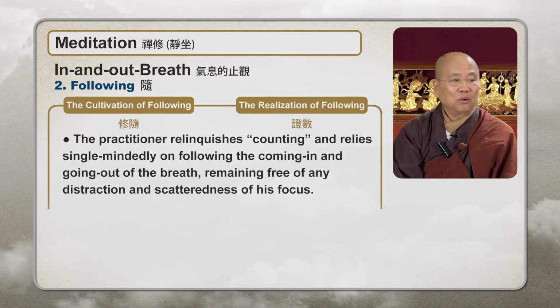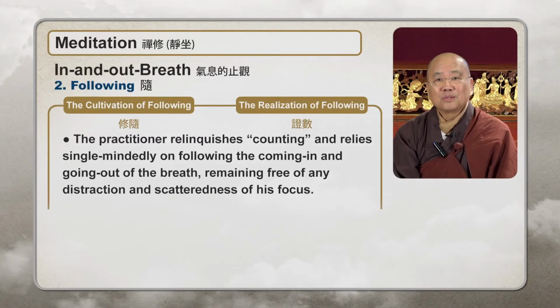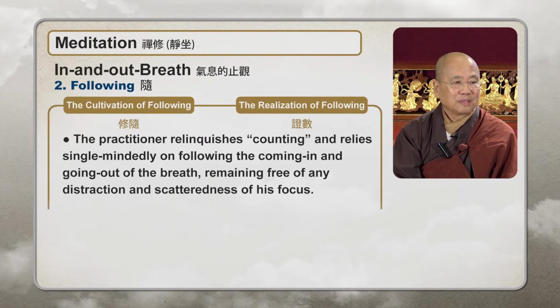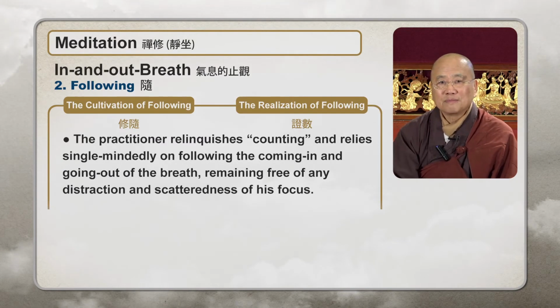So that's the second stage of the game. If we call it a game, the second stage. Counting is the first stage. You don't go into the second stage when you haven't successfully completed the first stage of counting. So then you go into following. Following. So how do we cultivate following? How do we realize following?